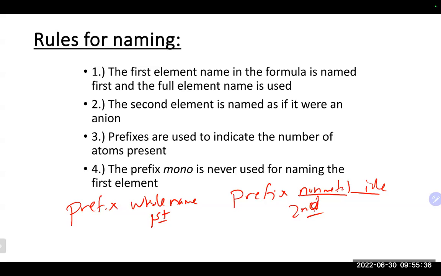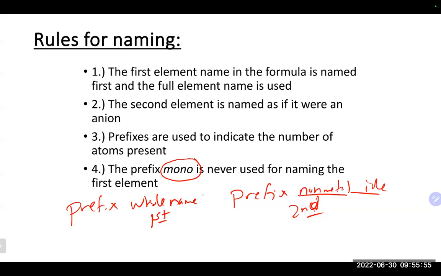Now, there are a couple of rules in this type of naming that you do want to watch out for. One of the main ones is we never use mono on the first name, but we can use it on the second name. So for the second name, it's all good to use mono, but you cannot use it on the first name.